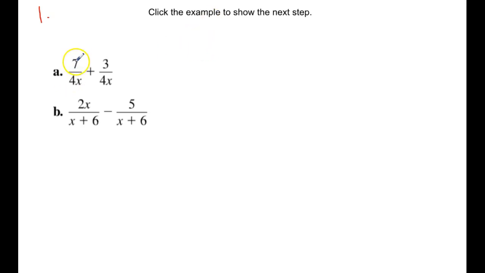So I see that if I have 7 over 4x plus 3 over 4x, my denominators are the same. So I go ahead and add my numerators, and I leave the denominator alone. So we can simplify from there, so I end up with 10 over 4x. But before I'm completely done, I have to make sure that it's as simple as it can be, and I notice that both the numerator and the denominator are divisible by 2. So I go ahead and do that, and so my final answer would be 5 over 2x.